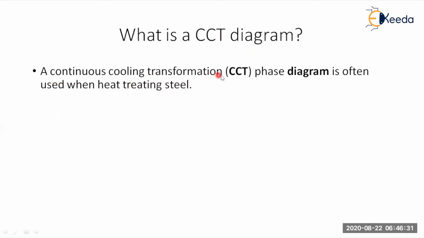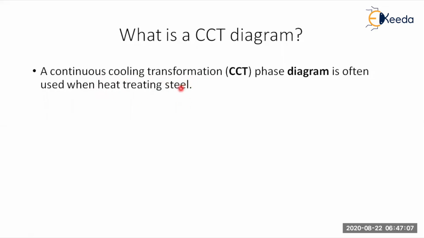The continuous cooling transformation phase diagram is often used when heat treating steel. So whenever you are giving heat treatment to the steel, we can say that the CCT diagram is required. As you already know, heat treating is meant to increase the strength of the material, or to decrease impurities and remove residual stresses with the help of heat treating the steel.